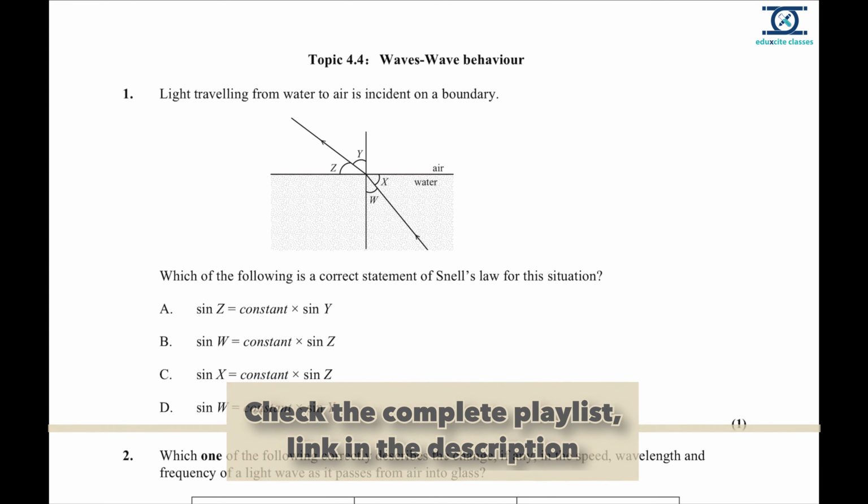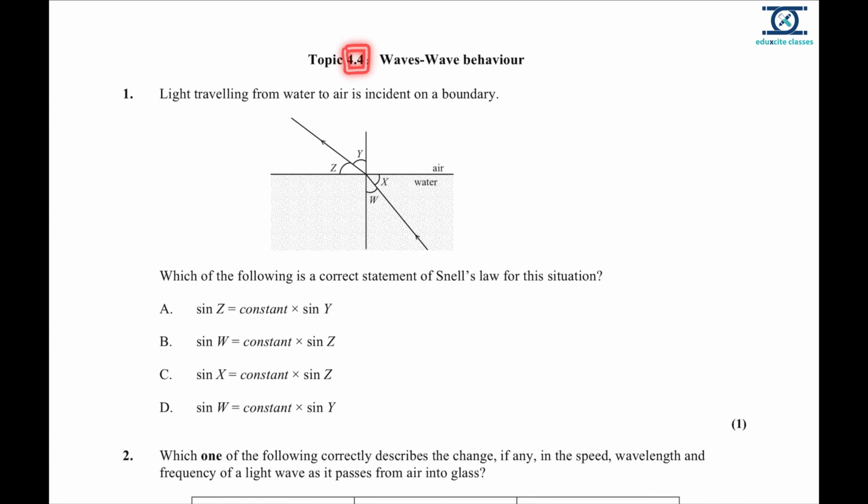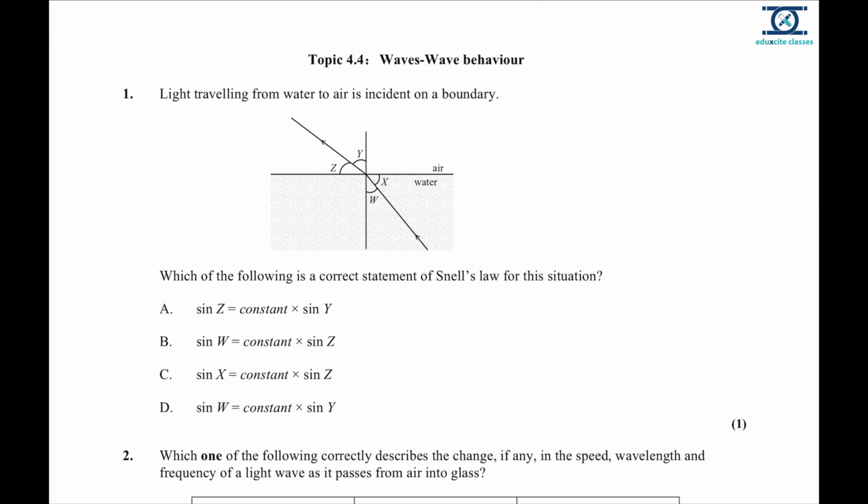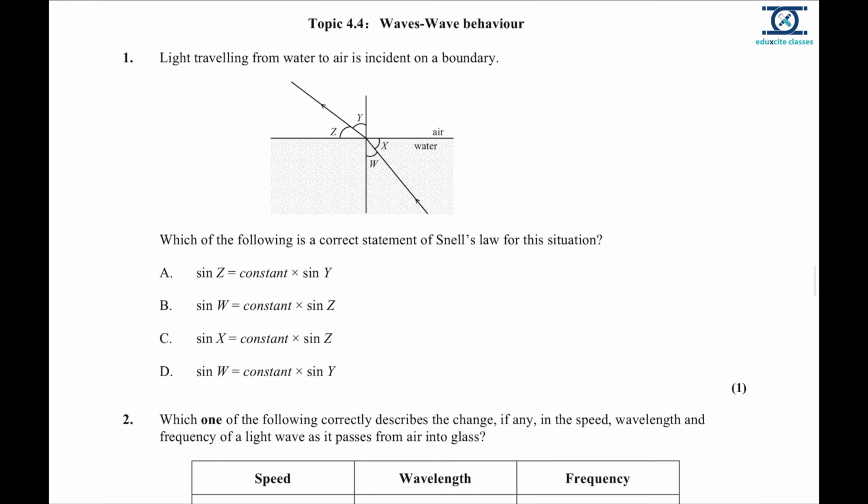Today we will solve 4.4 and 4.5. It's a small request to all to please solve this worksheet before watching this video. You can download the worksheet in the QR code given, or you can get the link in the description as well. So please solve that first and then watch this video for the solution. Without wasting time, let us start with the very first question.